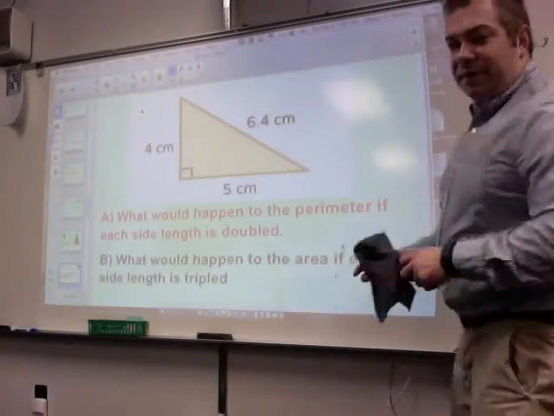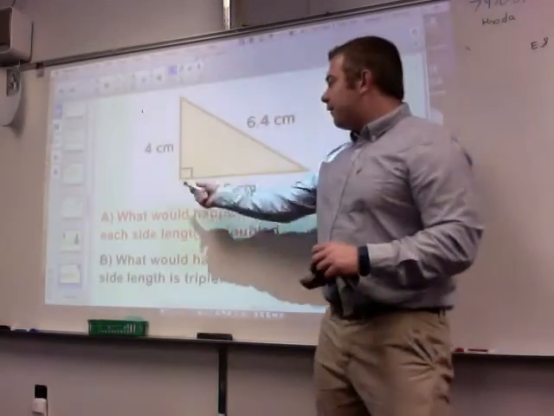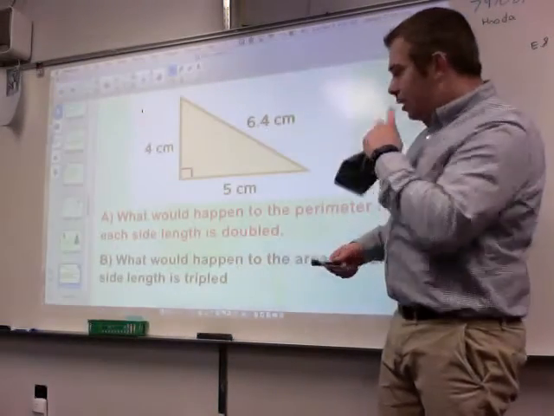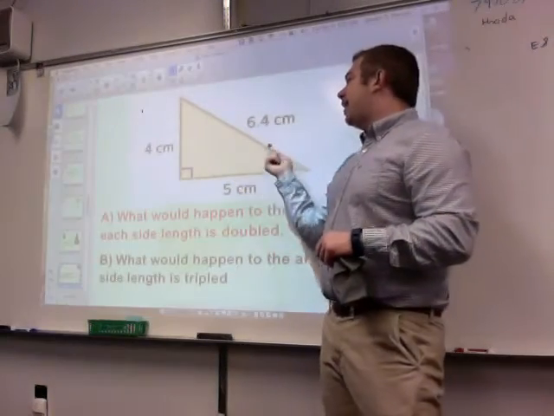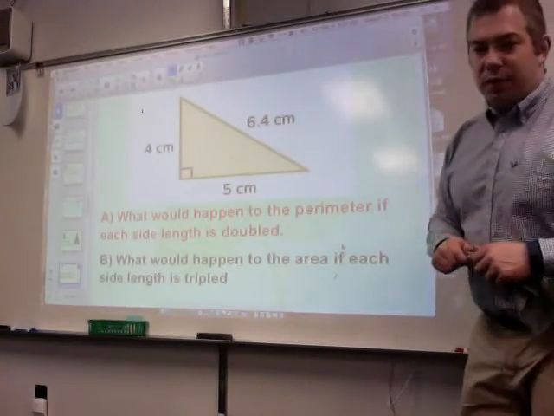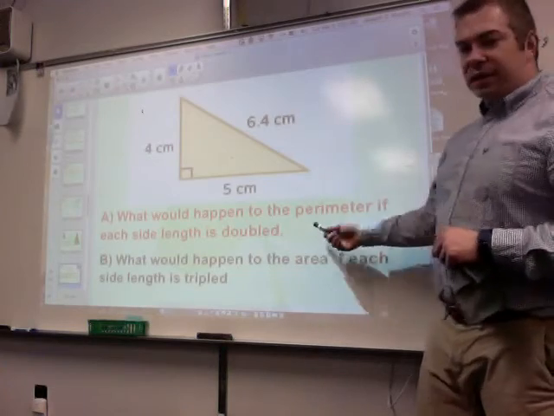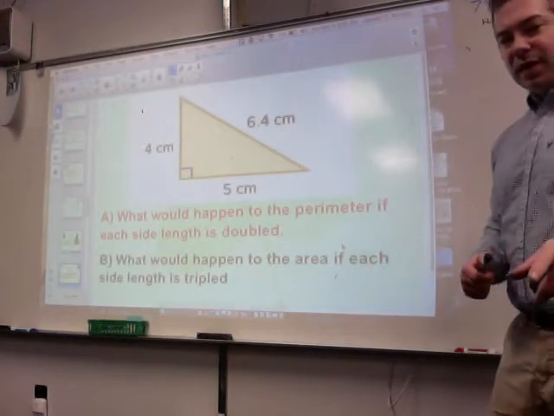All right, so you have a shape right here. I think you could see it. You have 4 centimeters for a height. You have a 5 centimeter base, and you have another side, which is 6 4/10 centimeters, or 6.4. So you have 2 questions. If you can't see it too well, I'll read it out loud.